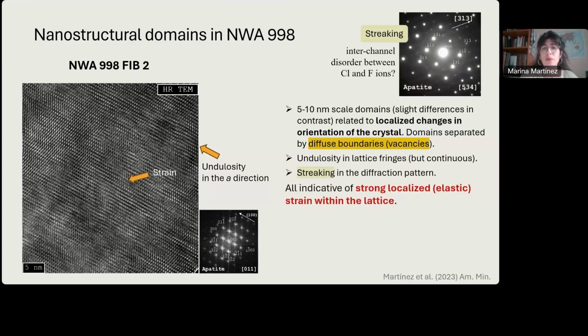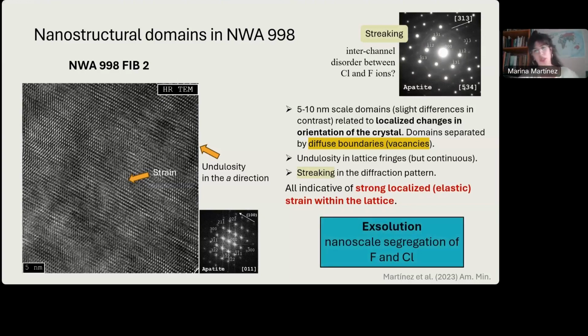And so all this is indicative of strong localized elastic strain within the lattice. It is elastic because the lattice planes are still continuous. If they were not elastic, we would have developed dislocations that we do not see. So we concluded that this would be nanoscale segregation of fluorine and chlorine, also based on this mottled texture that we saw with dark field STEM images, and that the interfaces are where vacancies are localized.